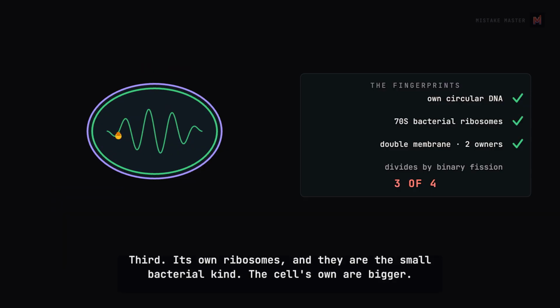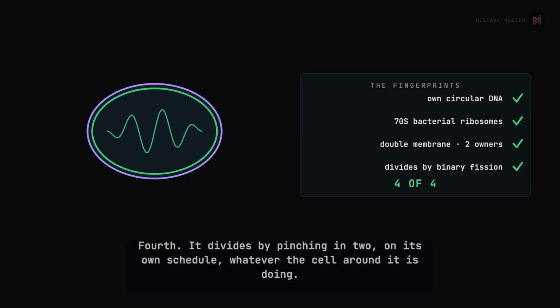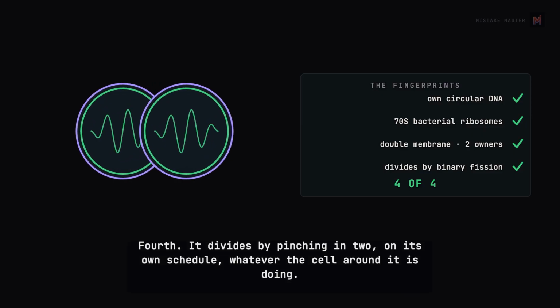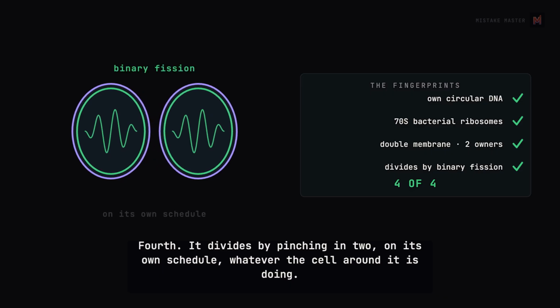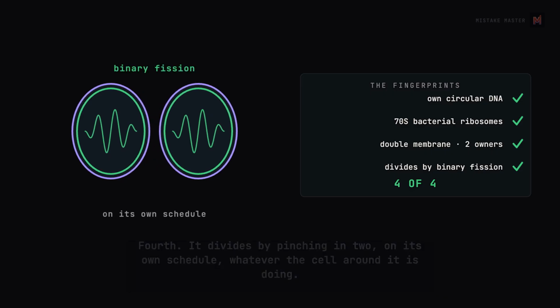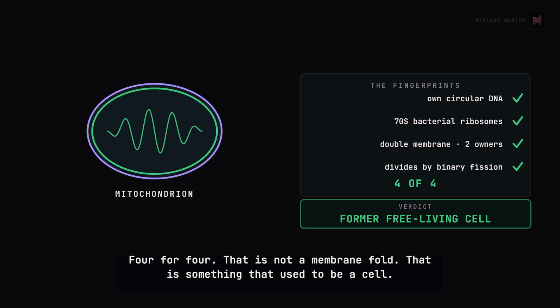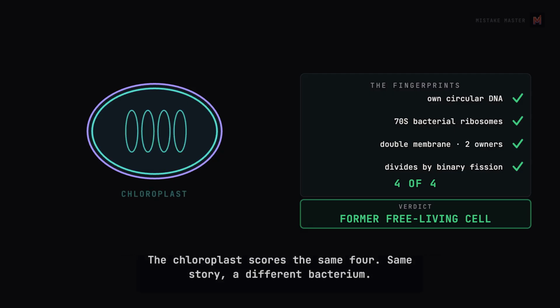Third, its own ribosomes, and they're the small bacterial kind. The cell's own are bigger. Fourth, it divides by pinching in 2 on its own schedule, whatever the cell around it is doing. 4 for 4. That is not a membrane fold. That is something that used to be a cell. The chloroplast scores the same 4. Same story, a different bacterium.